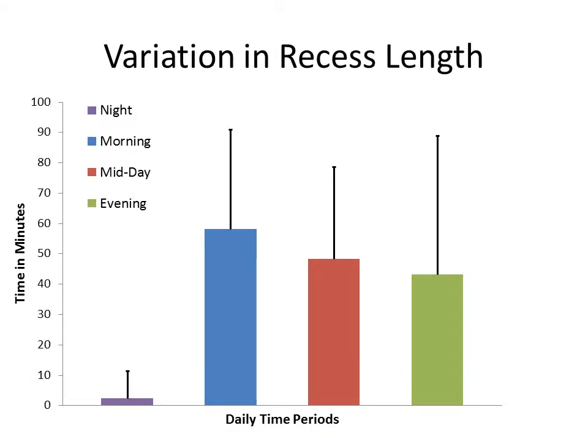We then looked at the recess length, and again we see very little at night, about 2.6 minutes. But in the morning we see it go up to 58, midday we see it at 48, and then in the evening at 43. Combined with the previous graph, we see that swans from this nest take usually about one recess of roughly an hour in the morning, but then take several shorter recesses as the day warms up.